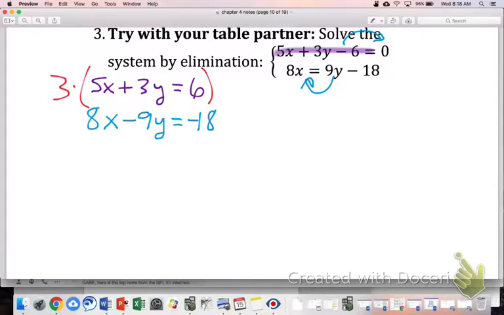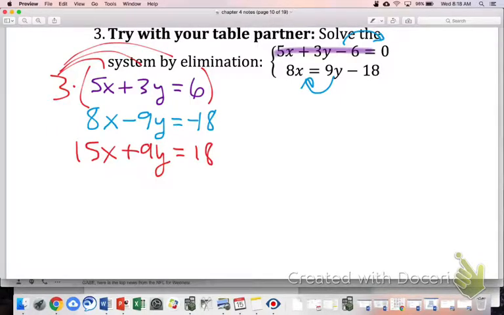So I'm going to multiply that top equation by 3. And so this is a distributive property. So that's going to give me 15x plus 9y is equal to 18. Why don't you guys work to finish this one out?